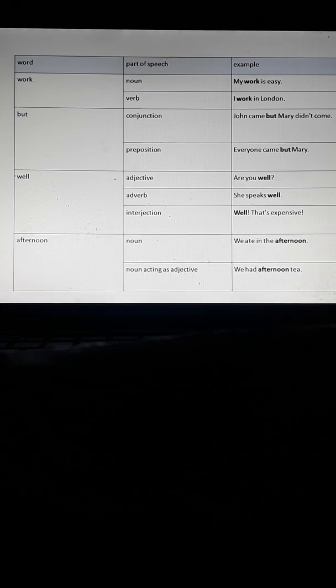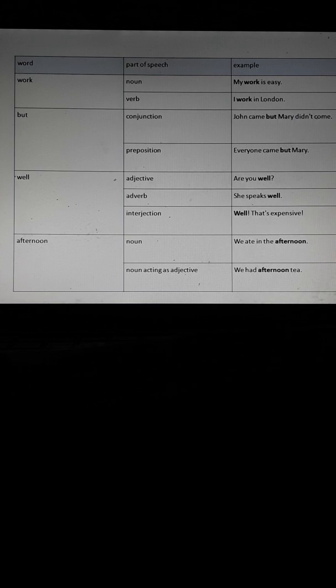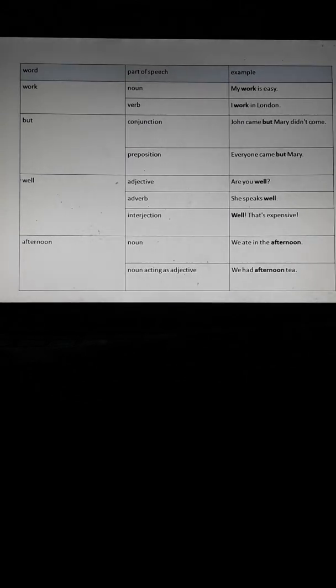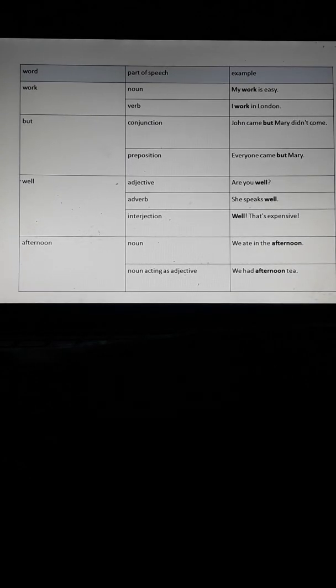Here you go. So here the word work can function as a part of speech called noun or a verb depending upon its role in the sentence. As you can see in the example, my work is easy. Here work acts as a noun because it is talking about a thing. And in the next sentence, I work in London, the same word work acts as which part of speech? As the verb, because it talks about the action. And so this table defines and differentiates how one word can function as different parts of speech. This knowledge is required to grasp the role of the words in a sentence while forming a sentence.